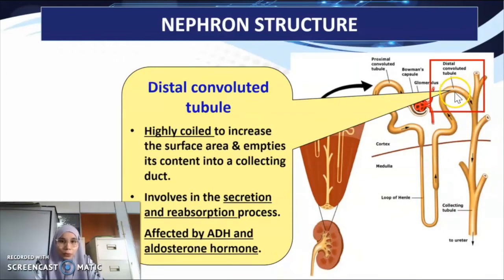Distal convoluted tubule. They are highly coiled to increase the surface area and empty their content into a collecting duct. It is involved in the secretion and reabsorption process and affected by hormones called ADH and aldosterone.